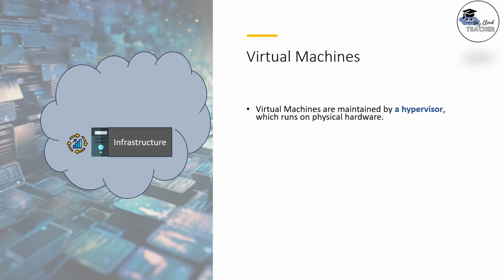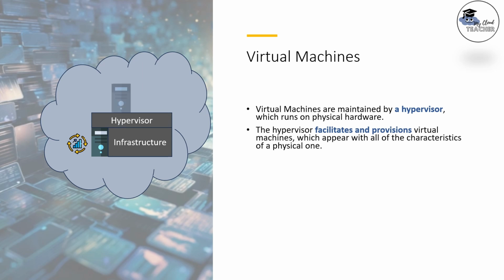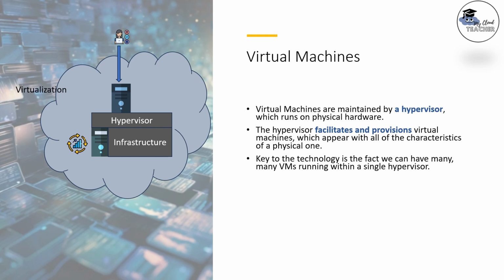Virtual machines are maintained by a hypervisor, which runs on physical hardware. A hypervisor facilitates and provisions virtual machines, which appear with all of the characteristics of a physical one. Key to the technology is the fact we can have many virtual machines running within a single hypervisor.